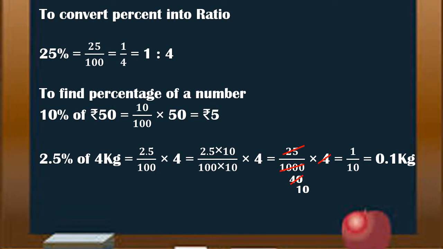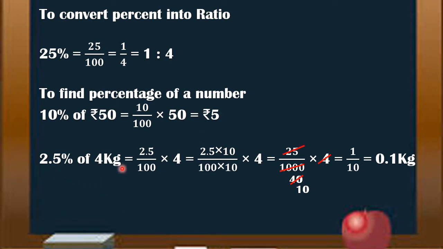And to find the percentage of a number, for example, 10% of 50 rupees. So first we have to convert percent into a fraction. First we have to write this percent in fraction format, like 25 by 100. So 10% in the fraction format is 10 by 100, and that into the number. So 10 by 100 of 50 rupees means 5 rupees.